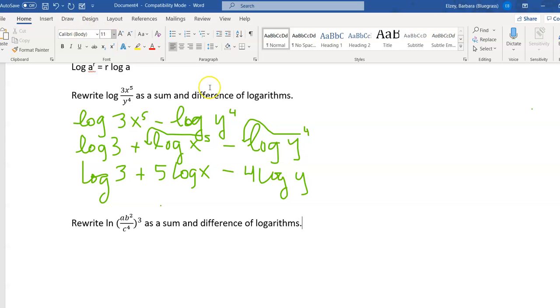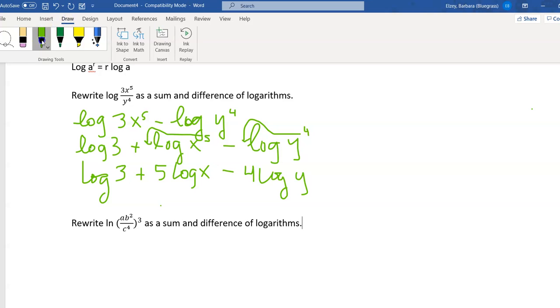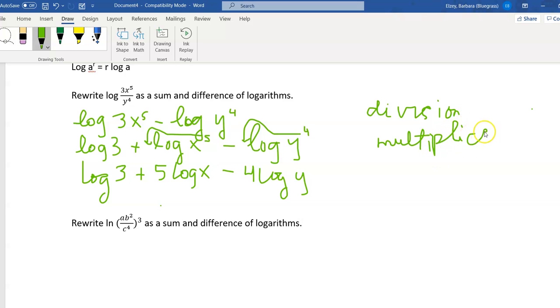Okay, so let's notice up here, the first thing we did was we dealt with the fraction. So we dealt with the division or the fraction first. And then we broke up in the second step any multiplication. So we dealt with the 3x to the 5th. And then finally, we dealt with the exponents. And we can do that in every step.